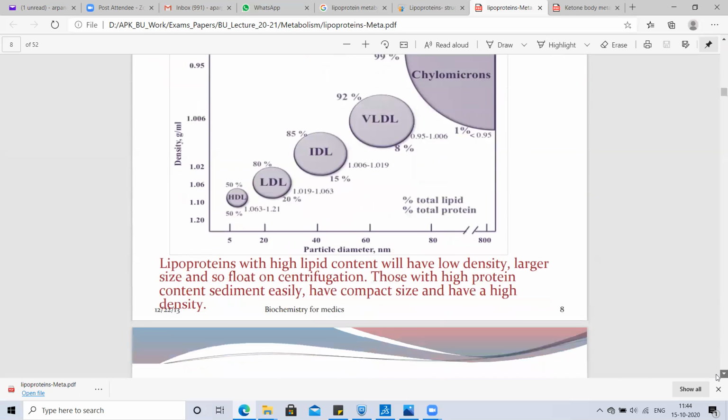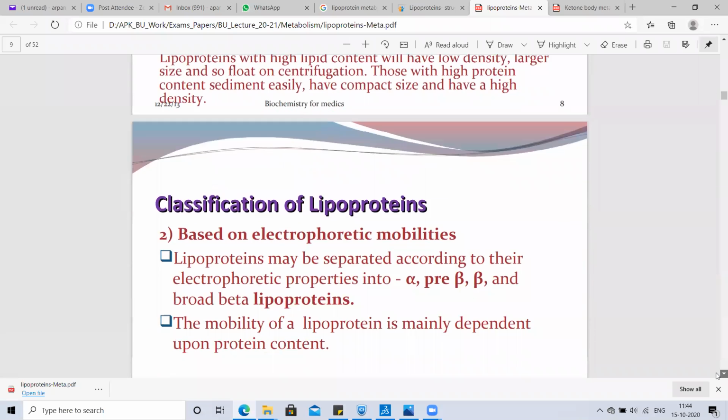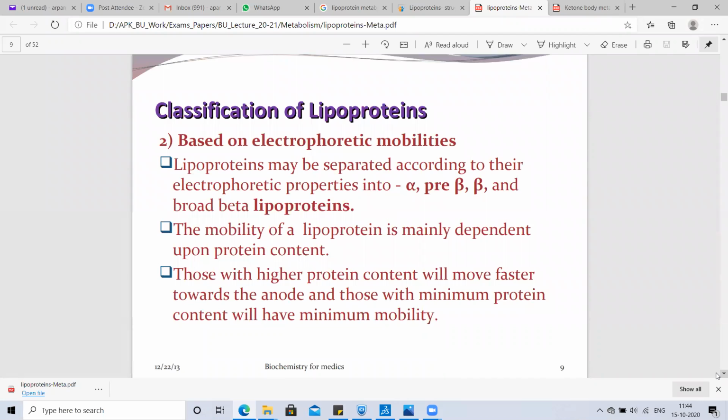Okay, lipoproteins with high lipid content will have low density, larger size, and so they float on centrifugation. Those with high protein content sediment easily, have compact size and have a high density. For example, HDL. So this is all about the 5 classes of lipoproteins. Based on centrifugation, we have seen their classification, but we can also classify them on the basis of electrophoretic mobility.